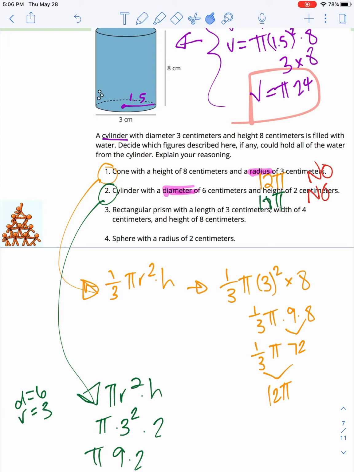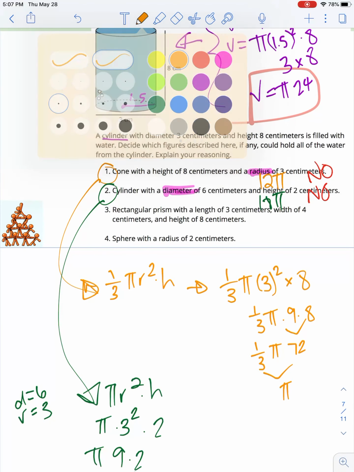But now I'm thinking I messed something up with the cone. Radius was 3, height was 8. So then it's 3 squared times 8, which is 9 times 8. You know what? I totally messed up on this one. We had the answer on the calculator, and then I wanted the answer that I thought it was, which was not 12. It was 24. So that one is actually yes.